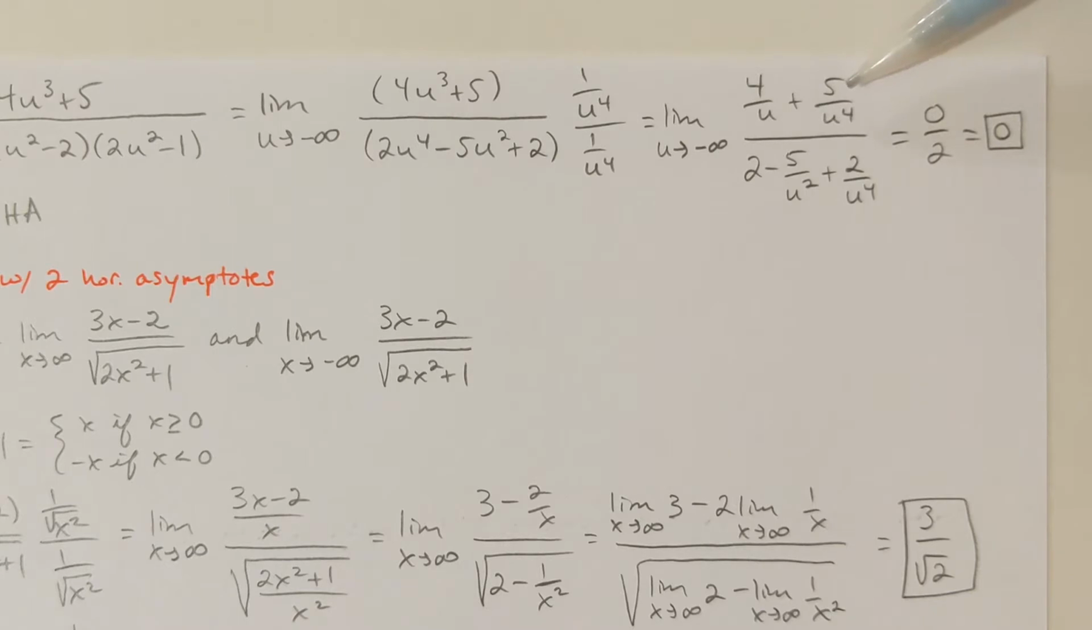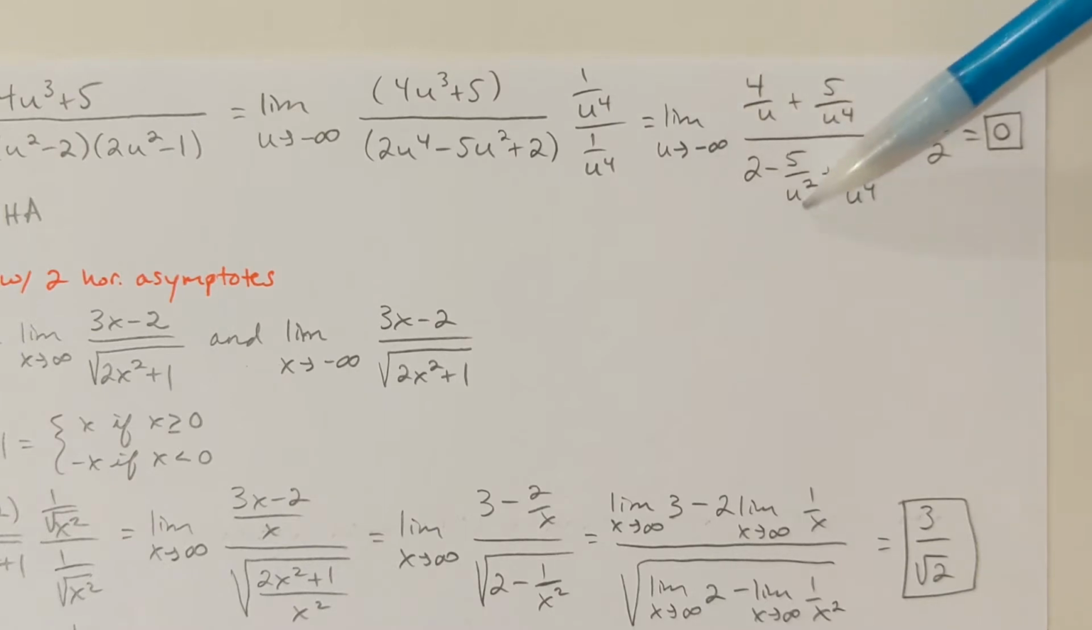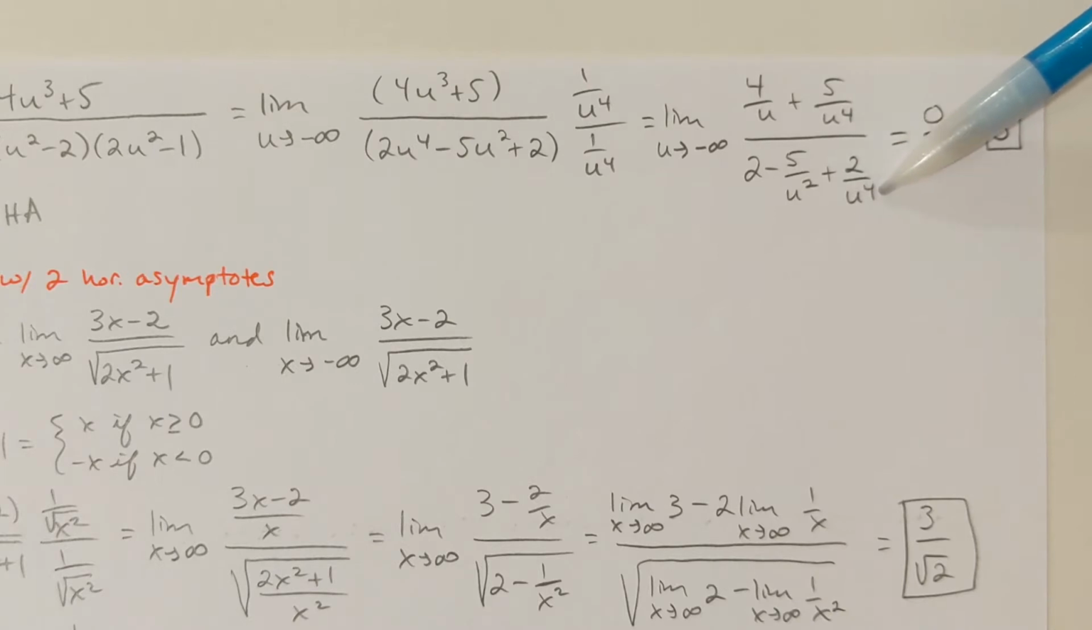Okay, plus the limit as u approaches negative infinity of 5 over u to the fourth, that'd be 0. Again, the denominator is going to be growing without a bound as the numerator just sits at a constant. Okay, here, limit of a constant is always the constant. And the limit as u approaches negative infinity of 5 over u squared, that'd be 0. Limit as u approaches negative infinity of 2 over u to the fourth, that'd be 0. The denominators are growing without a bound as the numerator just sits at a constant. So the y values are going to be getting closer and closer to 0. 0 over 2 is 0, so the answer is 0.